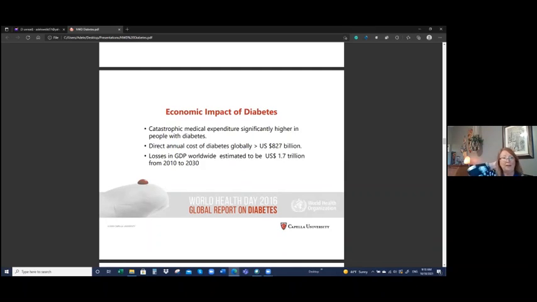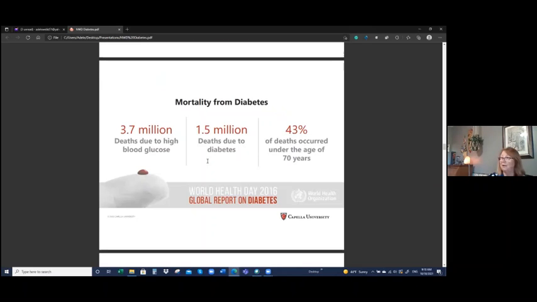And then globally, look at the costs, losses in the gross national product. This is looking at projecting to 2030, which isn't that far away, honestly, if you think about it. And what's the mortality? Look at these numbers. Almost 4 million due to high blood glucose. So they're not treating. Maybe they don't even know. Maybe they haven't been tested.